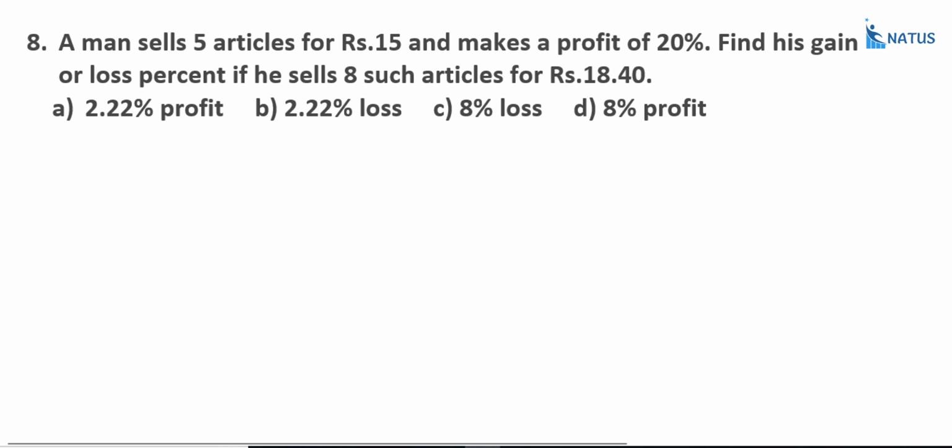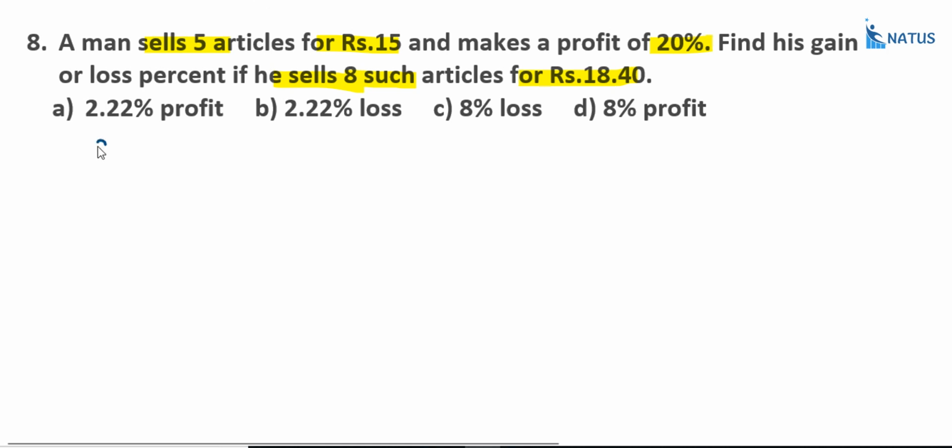Next one. A man sells 5 articles for 15 rupees and makes a profit of 20%. Find his gain or loss percent if he sells 8 articles for 18 rupees 40 paise. Now here 5 articles are there and here 8 articles are there. Either you convert 5 to 8 or 8 to 5. Better to convert this number to 8. That is the better thing.